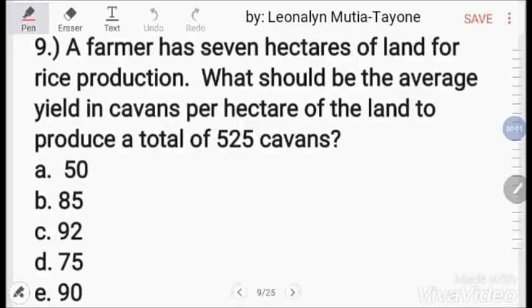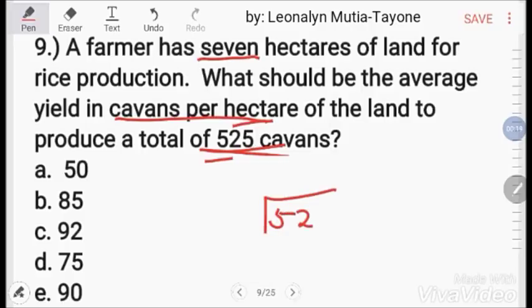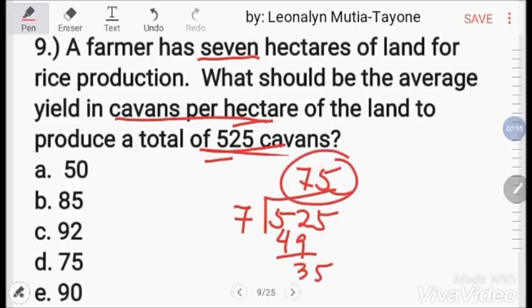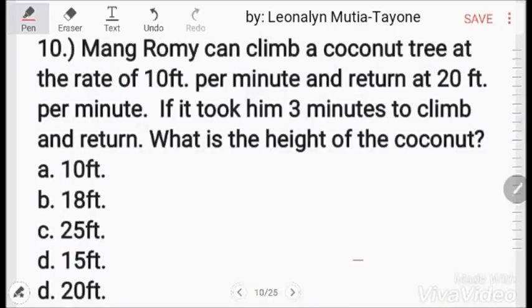Number 9. A farmer has 7 hectares of land for rice production. What should be the average yield in cavans per hectare of the land to produce the total of 525? I-divide mo lang si 525 by 7. So this is 75. So the answer is 75.